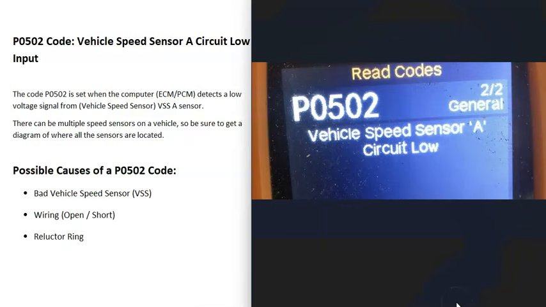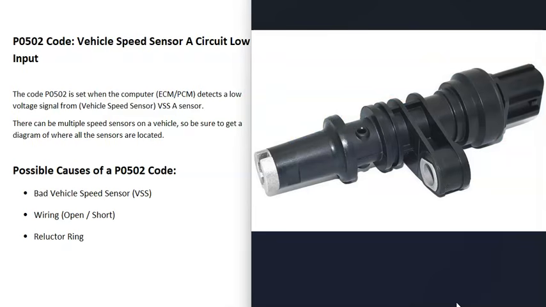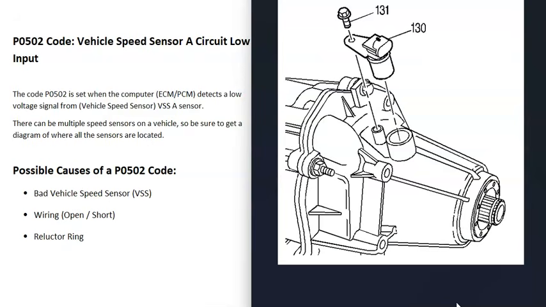And so what are some possible causes of a P0502 code? Well, the first thing that could cause this is that the speed sensor has just gone bad and just needs to be replaced. Like I said, be sure to get a diagram where all these sensors are located. That way you know you're working on the right one.